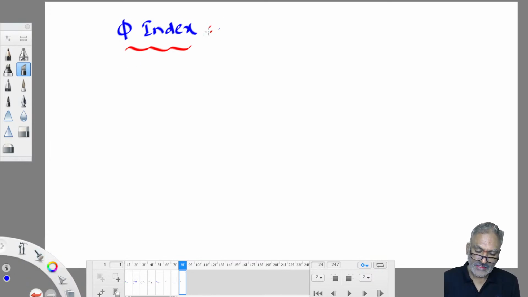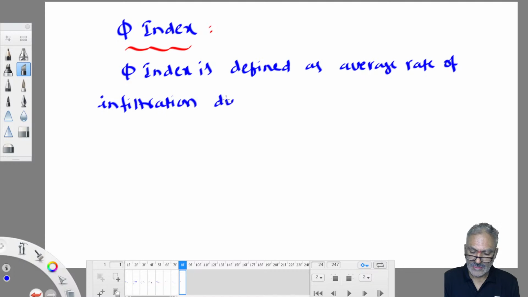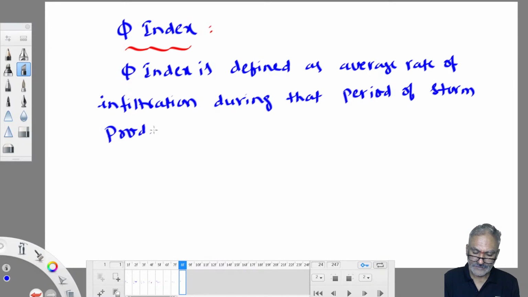So what is the pi index? The pi index is defined as the average rate of infiltration during that period of a storm producing runoff. When there is no runoff component, no pi index exists. When runoff is there, then the pi index exists. So whichever portion of the storm has a runoff component, during that period only there is a pi index. In the remaining portion, there is no pi index.